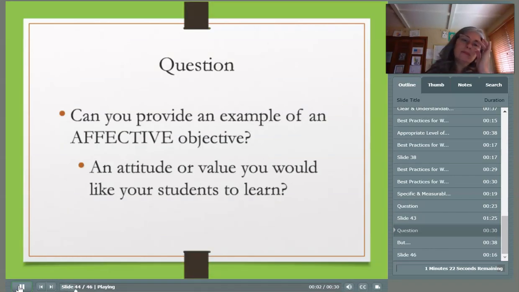I wanted to ask this question. Can you provide an example of an affective objective? You might want to draw upon when we talked about moral development and the idea of teaching morality in your classroom. You know, is respect important to you? Is kindness important? Those sorts of things might be something you want to find a way to incorporate into your class and even create learning objectives on.